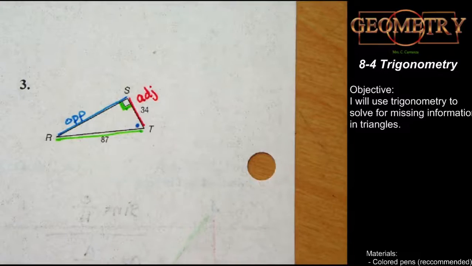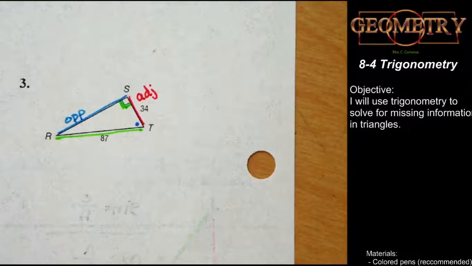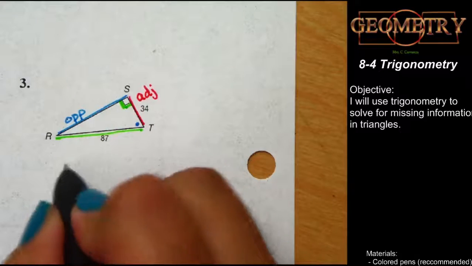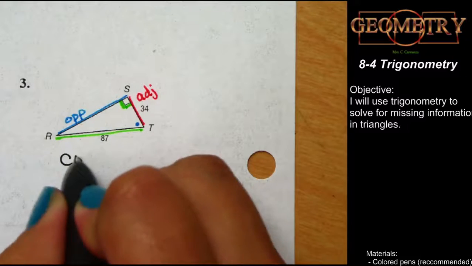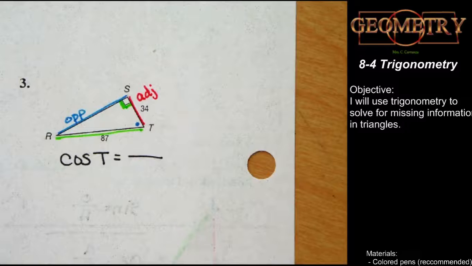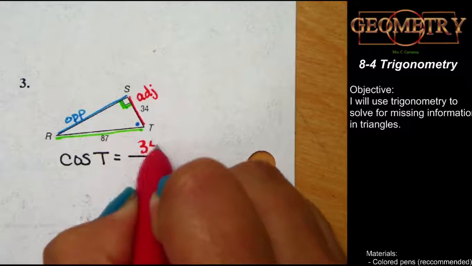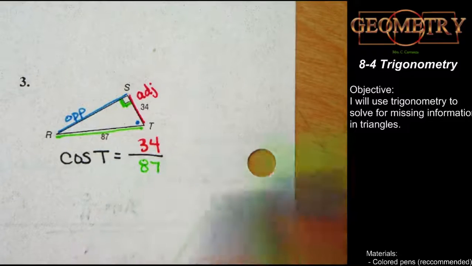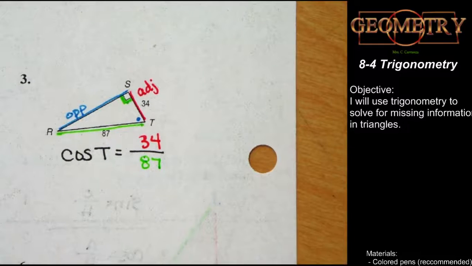I'm abbreviating. I have information on the adjacent and on the hypotenuse. And according to my notes, cosine is the one that has information about the side adjacent to the angle and the hypotenuse of my triangle. I'm now trying to find the measure of angle T. But I've got that cosine thing in the way. Ugh, I have to undo it.